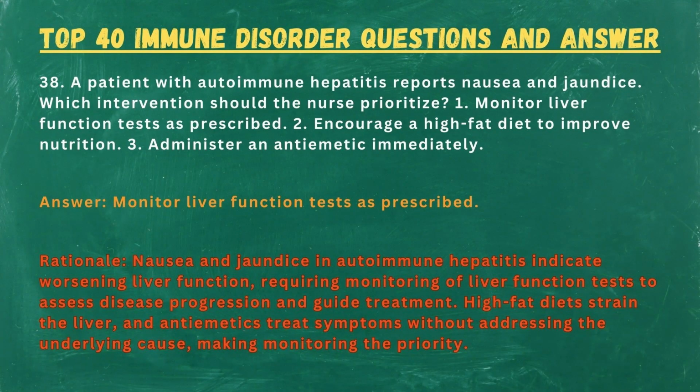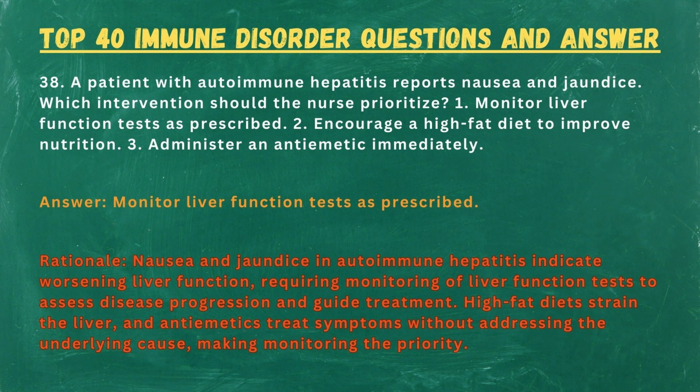38. A patient with autoimmune hepatitis reports nausea and jaundice. Which intervention should the nurse prioritize? 1. Monitor liver function tests as prescribed. 2. Encourage a high-fat diet to improve nutrition. 3. Administer an antiemetic immediately. Answer: monitor liver function tests as prescribed.